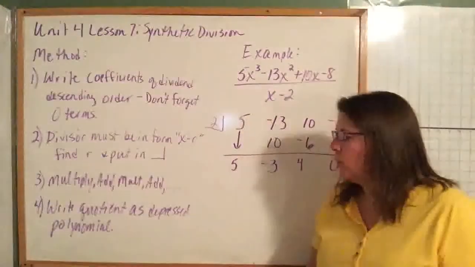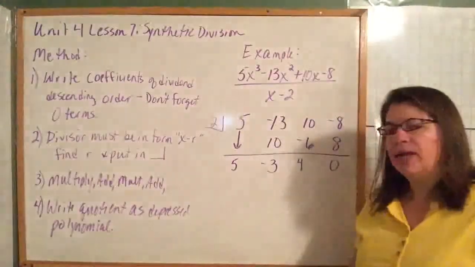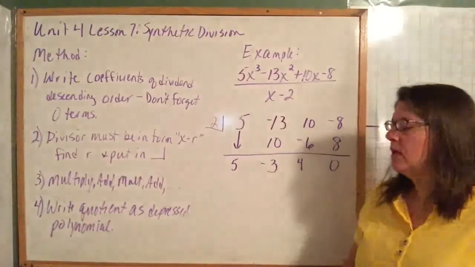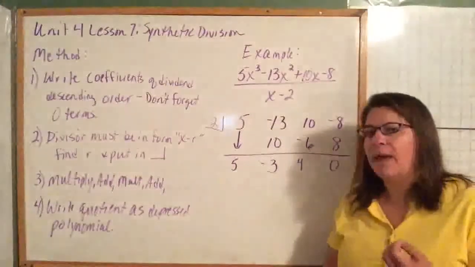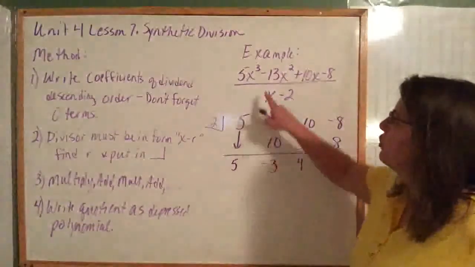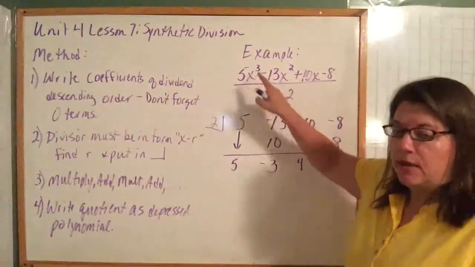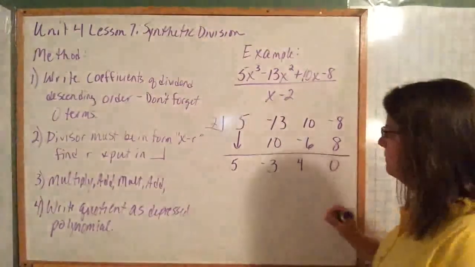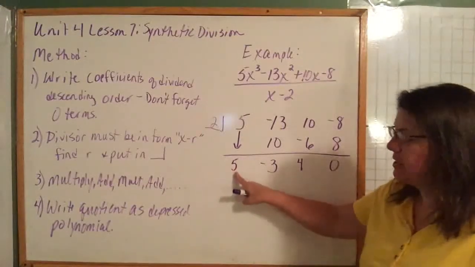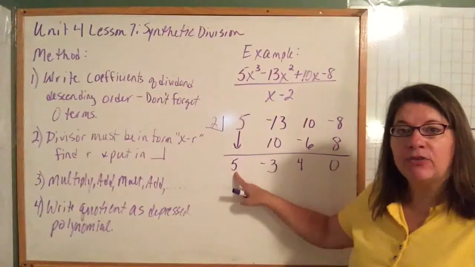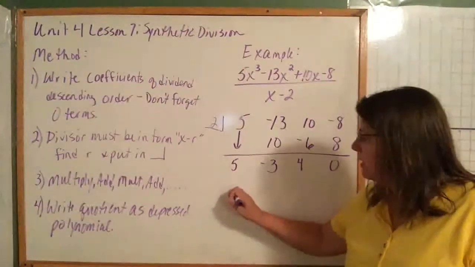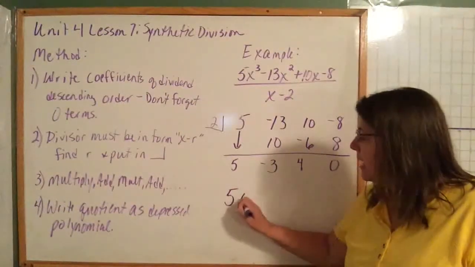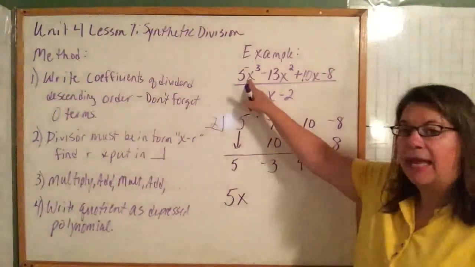It says write the quotient as a depressed polynomial. Okay, the depressed polynomial, what that means is whatever degree we started with, the degree of the answer will be one less than that. So my coefficient of the first term in my answer is going to be 5. It's going to be 5x, because that was the variable we had here.